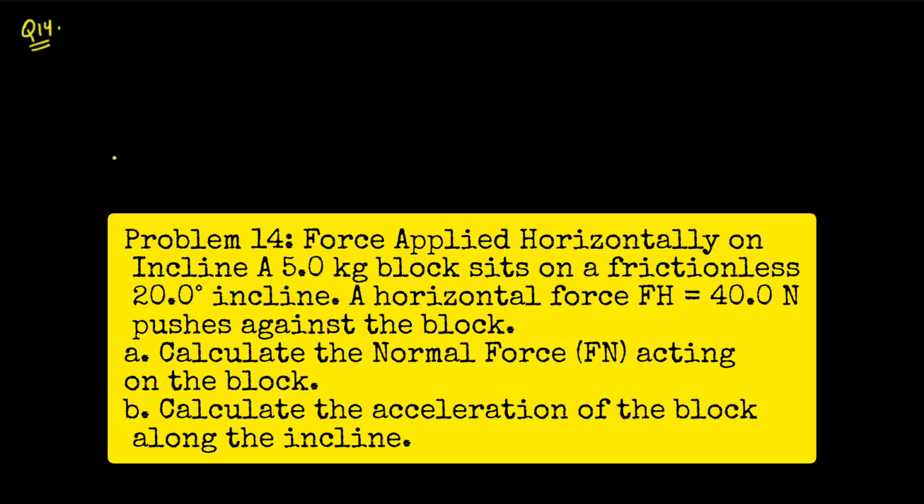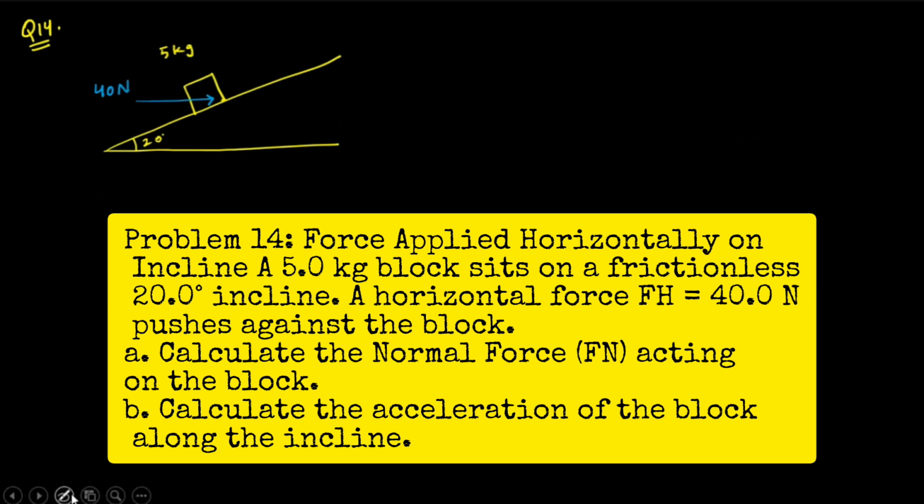So there is a horizontal force that pushes against the block. What does it mean? There was an incline, and that incline is of 20 degrees. There is a block of some mass, 5 kg. Now what happens here is we are applying some external force in the horizontal direction against the block. The force must be acting in this way, and the magnitude of this force is 40 newtons.